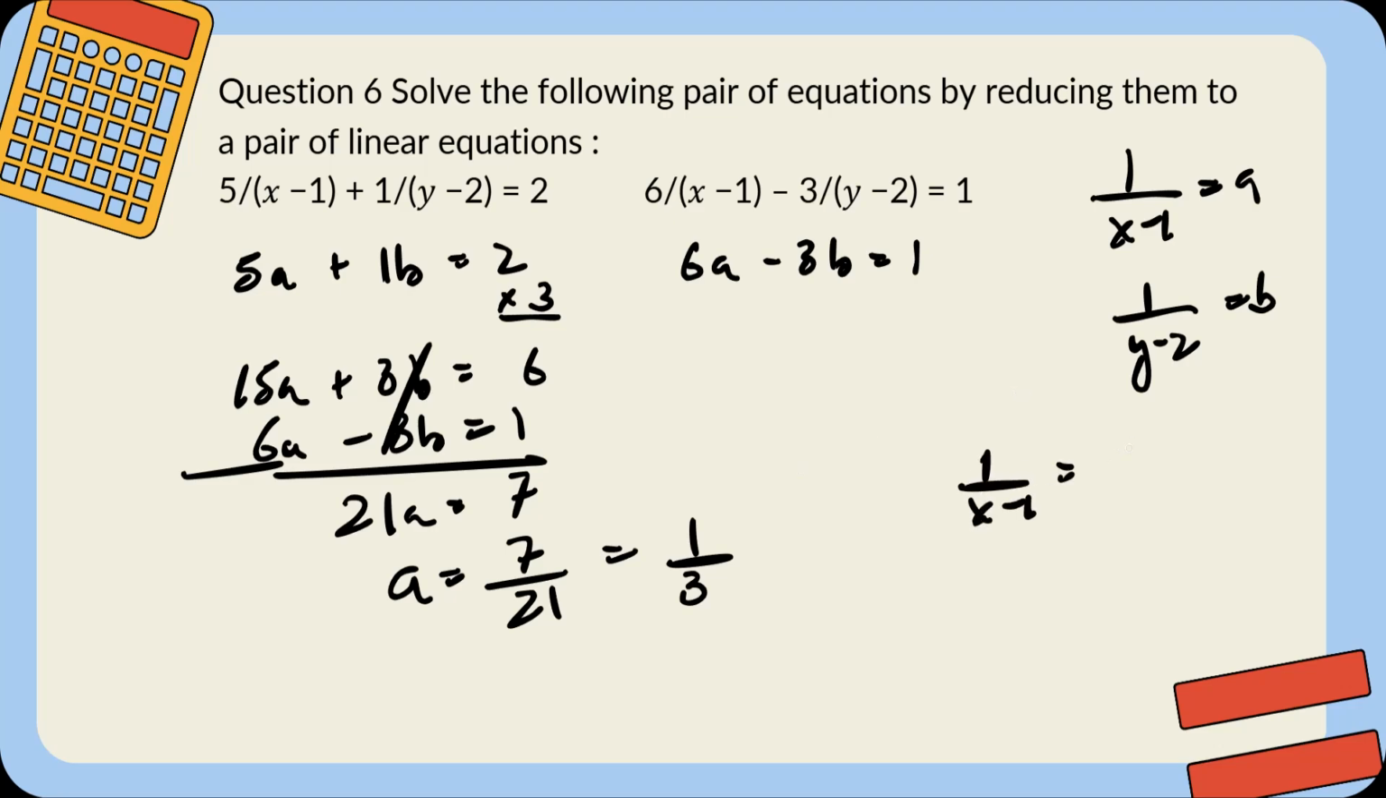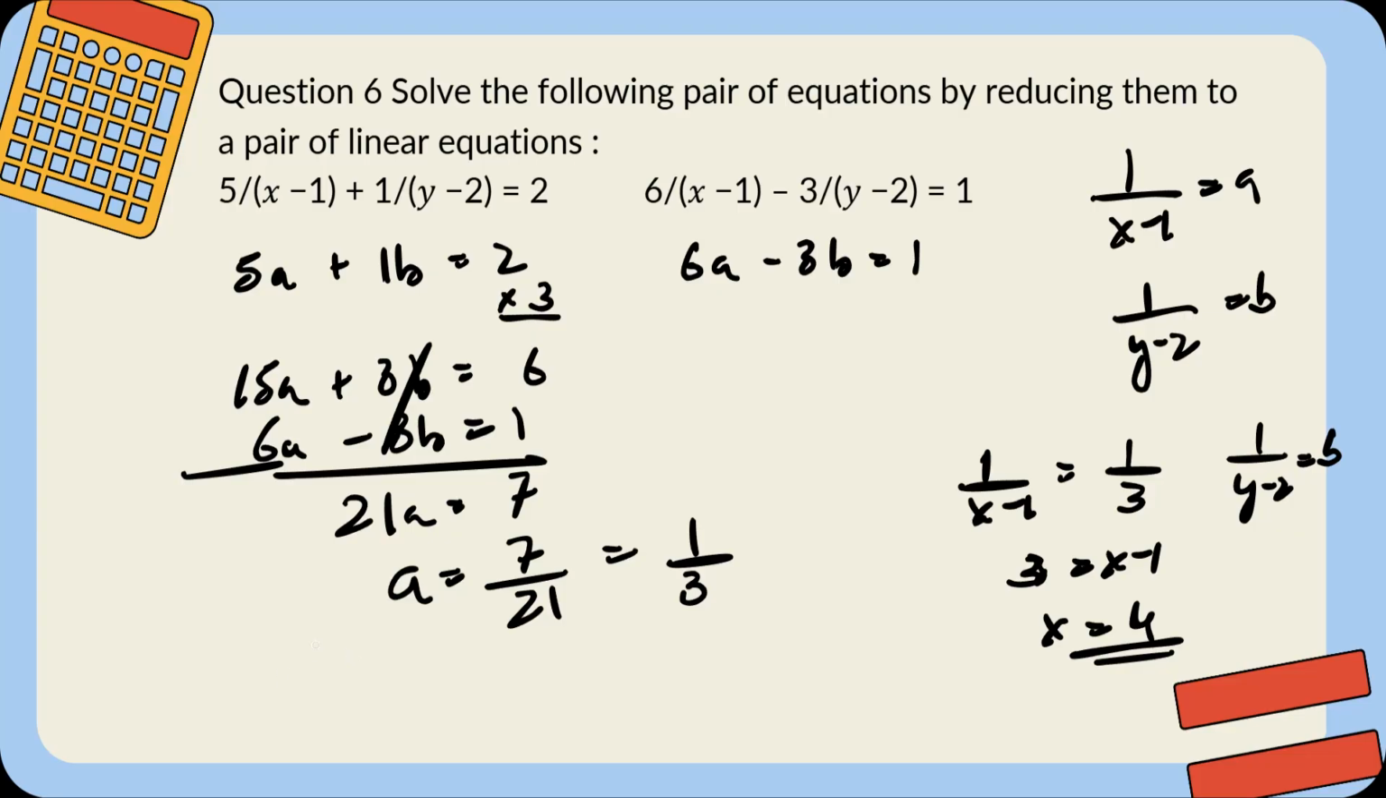Now substitute this 1 by 3, I'll get 1 by x minus 1 is equal to 1 by 3. I can solve it. But before that, we need to also find b, right? So we can look for b. Let's solve this. So 3 is equal to x minus 1, x is equal to 4. Done. We got x.